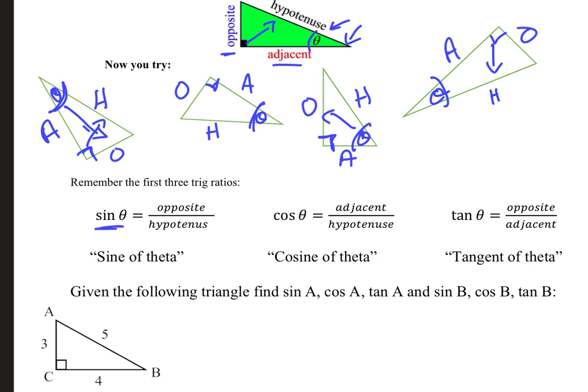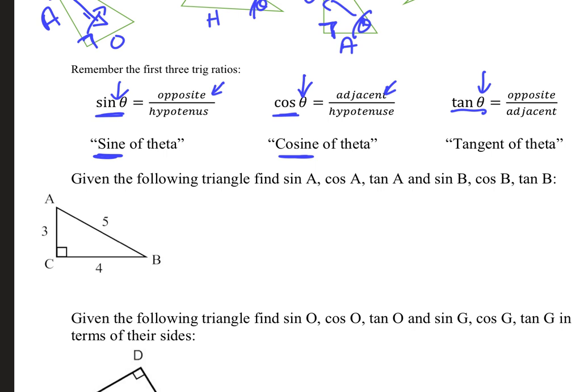This is sine. This one is cosine, and this is tangent of theta. That's how we say it. You always have to have an angle here, because if you don't have an angle, you don't know which side is opposite and which is adjacent. Without the angle, I don't know what you're talking about. So make sure that when you do these, you always include the angle in your answers.